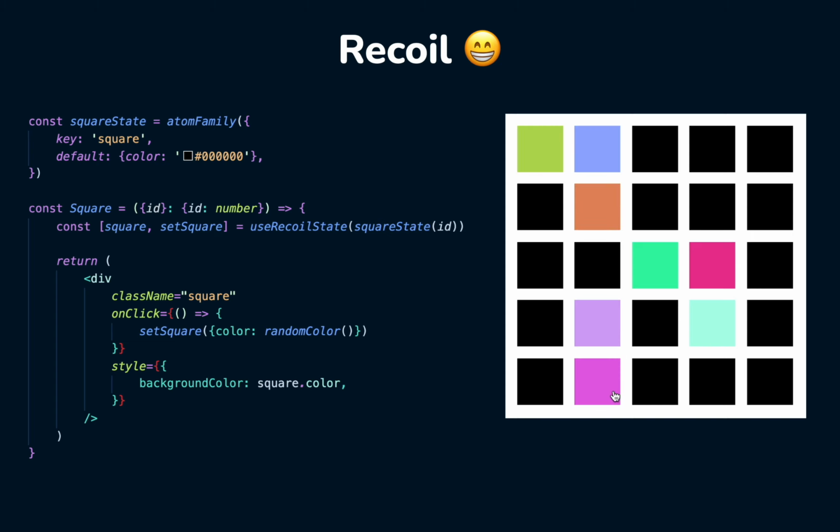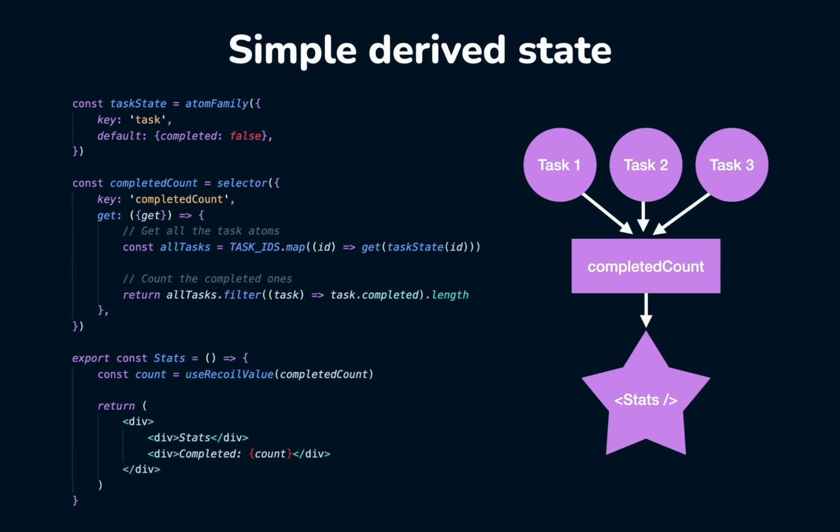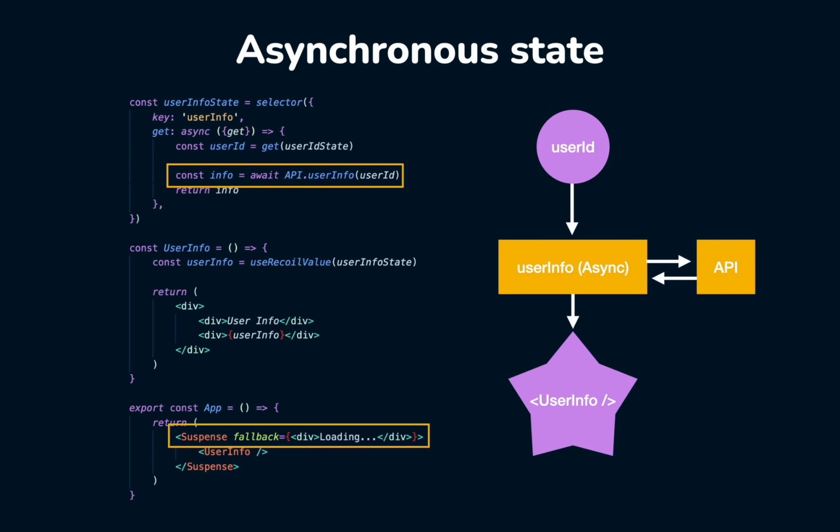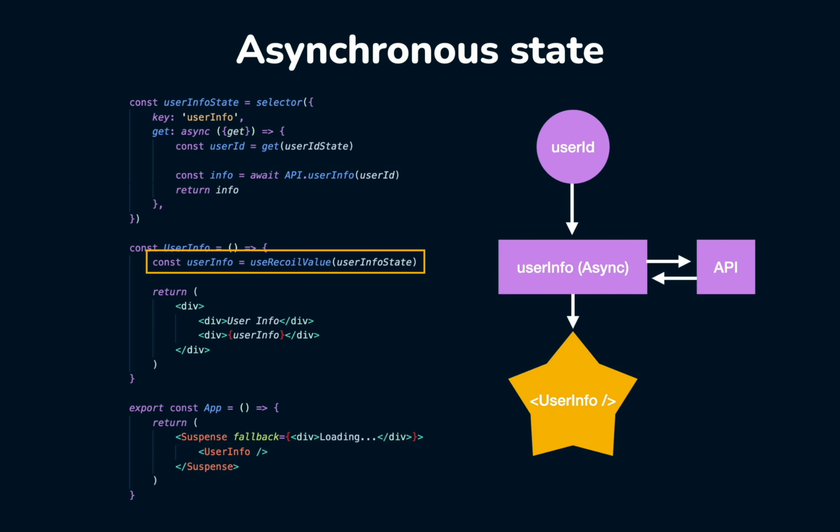You can also use Recoil to derive new state based on your atoms with selectors. Simply fetch the values of the atoms that you need in your selector, and whenever any of those atoms change, that selector is going to rerun, and the components that use it will re-render and display the new value. Selectors can even be asynchronous, fetching data from an API, for example, and you can use this in conjunction with React Suspense to build beautiful user experiences.